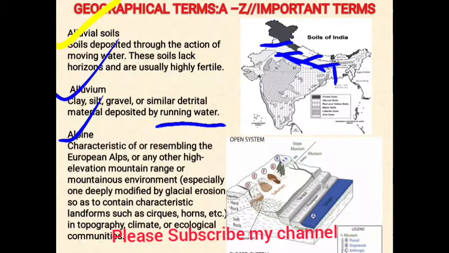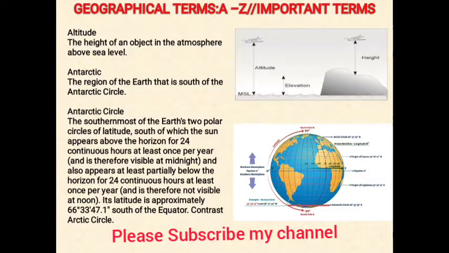The next one is alpine. Alpine refers to the characteristics or resemblance of the European Alps or any other high-elevation mountain range or mountain environment in topography, climate, and geological communities.